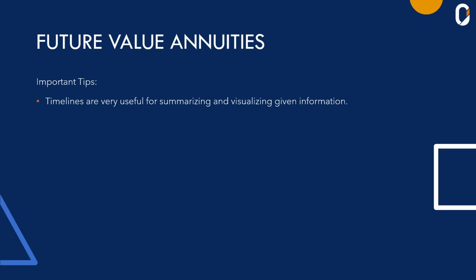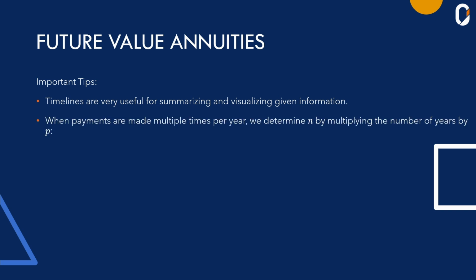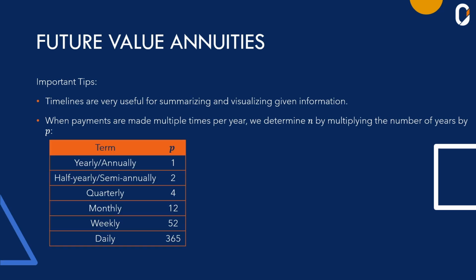First tip, timelines are very useful for summarizing and visualizing given information, and hence, where you can, please use timelines. Next, when payments are made multiple times per year, we determine N by multiplying the number of years by P, as you can see me do in this table.